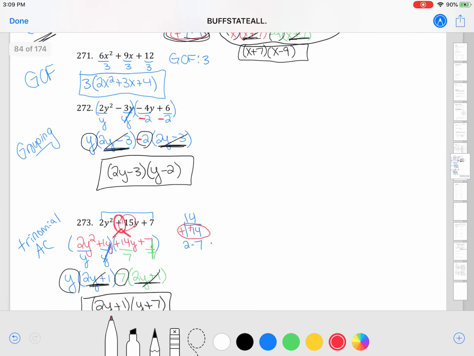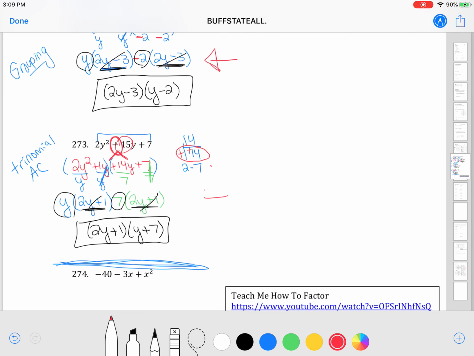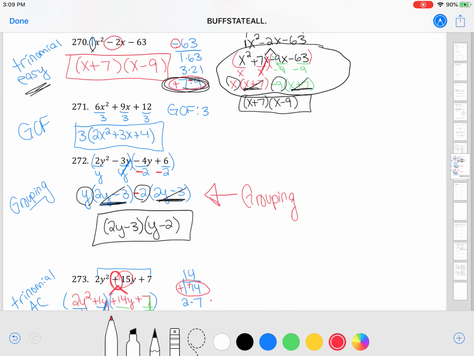Now a hint that I gave you for the quiz, like I already said a bunch of times, is you're only going to have one of each type of factoring. That being said, you have grouping right here, which is just grouping you're given 4 terms. But when you do trinomial AC, grouping is involved. So you're going to do grouping here, and you're going to do grouping here. So on your quiz, you should be doing grouping twice.